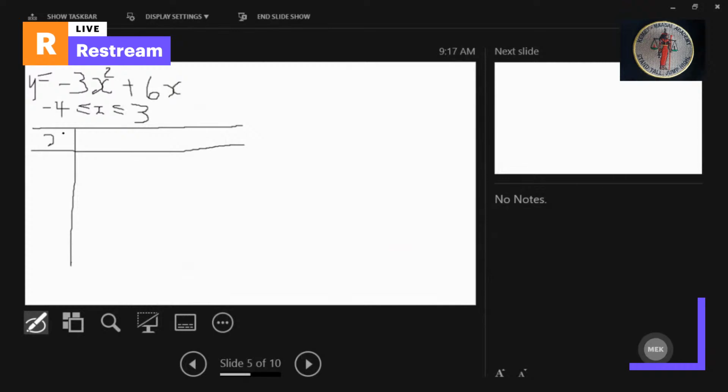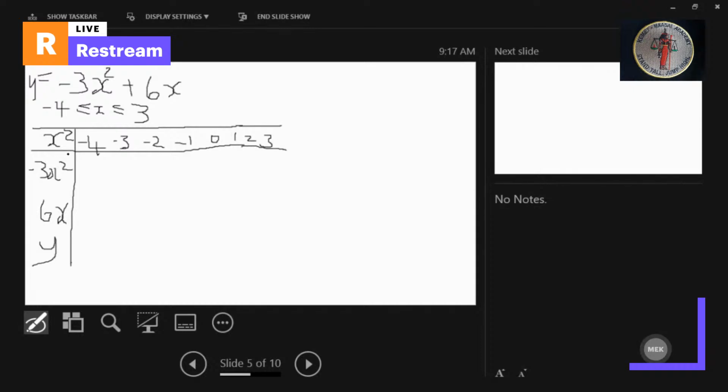So we start with our x squared. So we square the x. And then we're going to have minus 3 times the x squared, so minus 3x squared, plus 6x. And combining those will give us our y value so we can get our coordinate pairs. So the domain says we're to start at negative 4 and go all the way up to 3. So we have negative 4, negative 3, negative 2, negative 1, 0, 1, 2, 3.